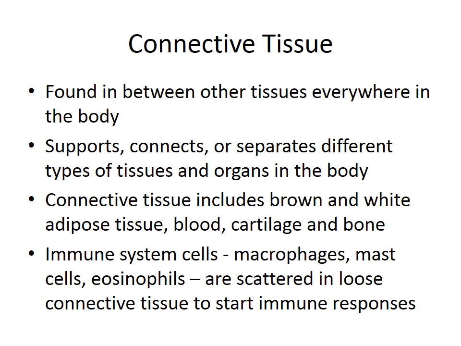Connective tissue also includes brown and white adipose tissue, which is brown and white fat. You may have heard of brown fat, but usually when you see fat, it's all white. Connective tissue, interestingly enough, is also blood. And I know blood is not like a tissue and it's a liquid, but it is a connective tissue because it connects, right? It's a form of connection. Cartilage is connective tissue. Bone is connective tissue. And most immune system cells, like macrophages, mast cells, eosinophils, are scattered inside the loose connective tissue and they are kept there to start the immune response right away.